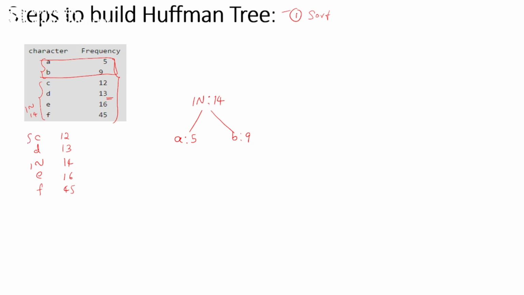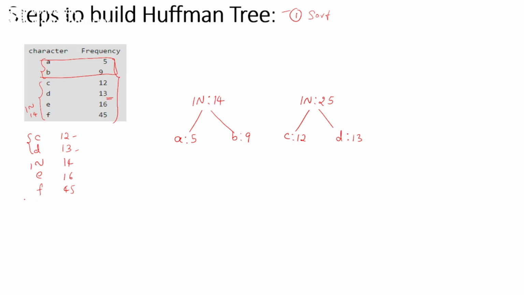Now once again let us go for the next two smallest characters, that is C and D, which is having 12 and 13 as the frequency. So I will write 12 and 13 over here. C which is having 12 and D which is having 13 as the frequency. I am going to add it. I will get an inner node with 25 as the frequency.